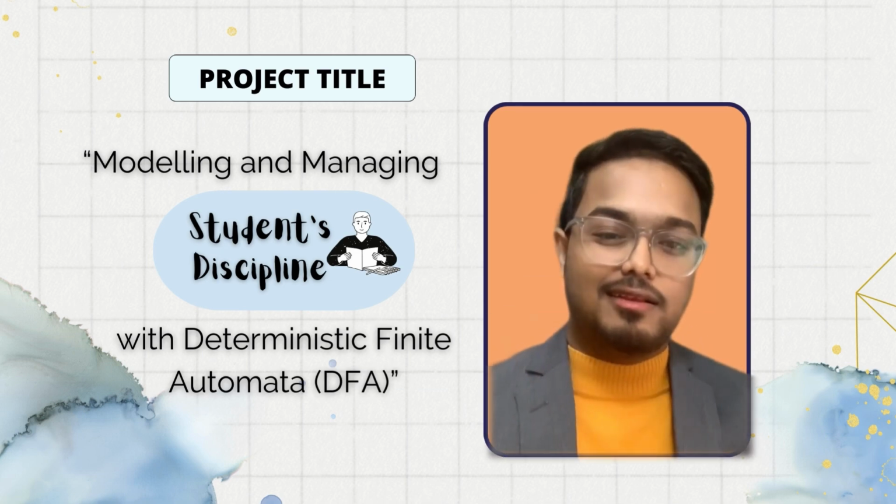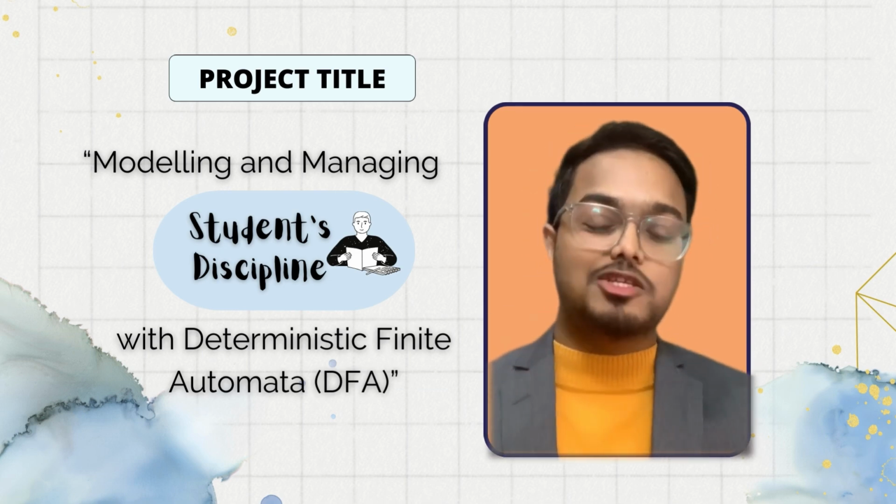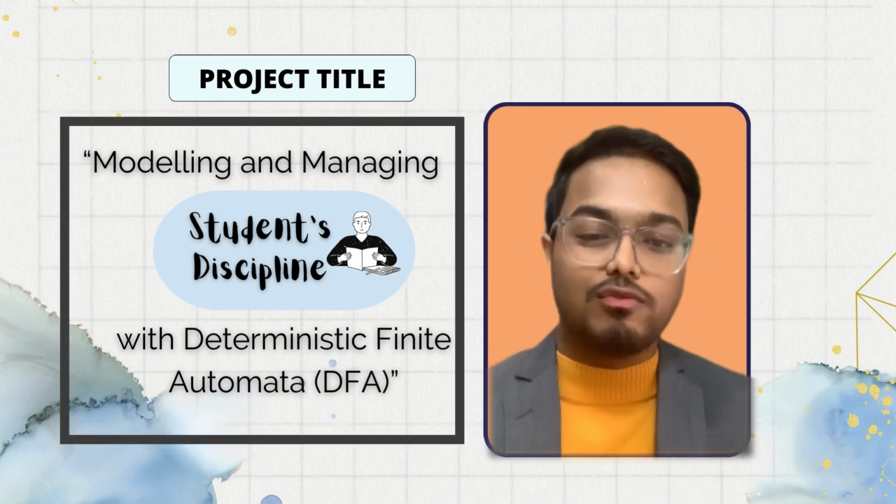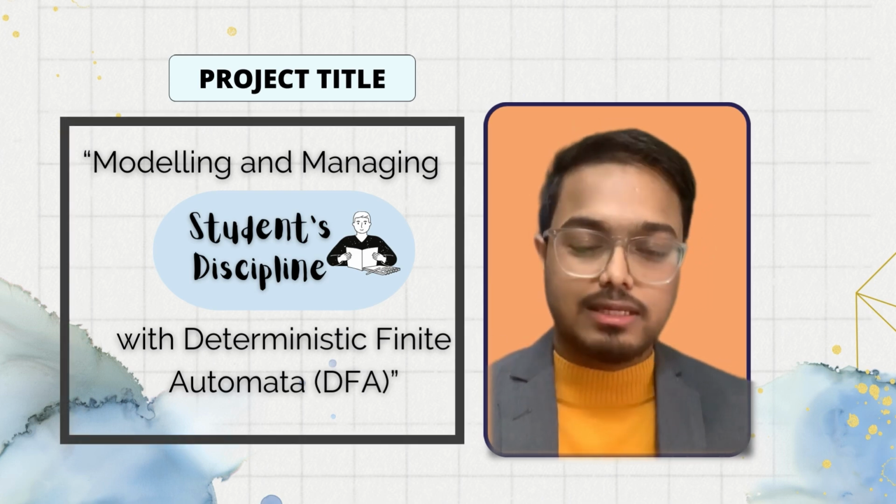So our title for this assignment of applying automata theory into real life is Modeling and Managing a Student's Discipline with the Use of Deterministic Finite Automata, that is called DFA.